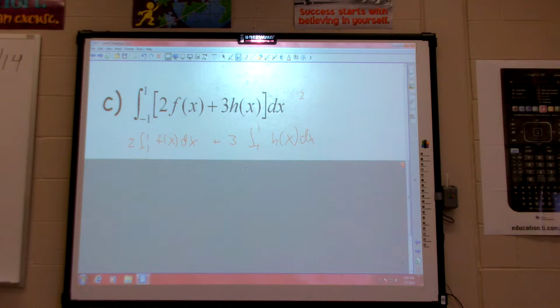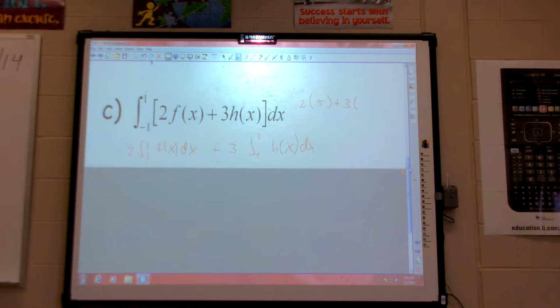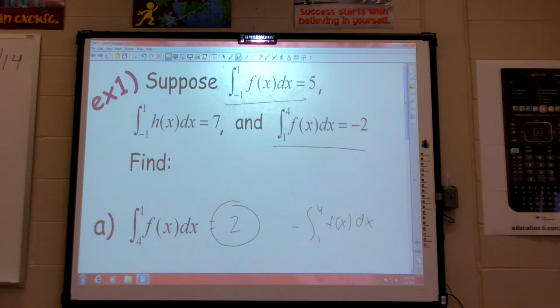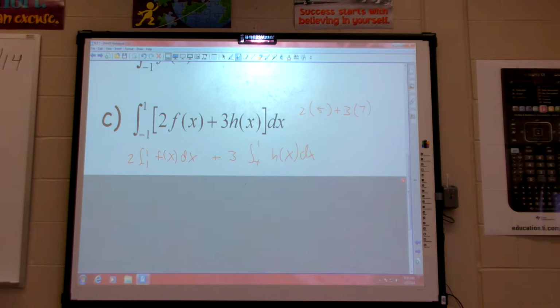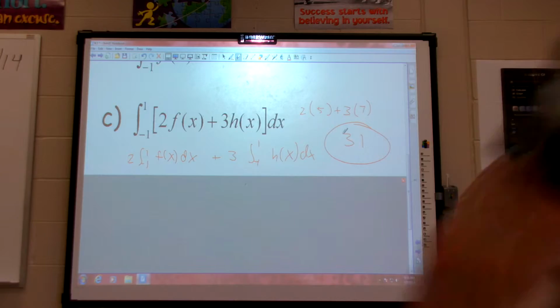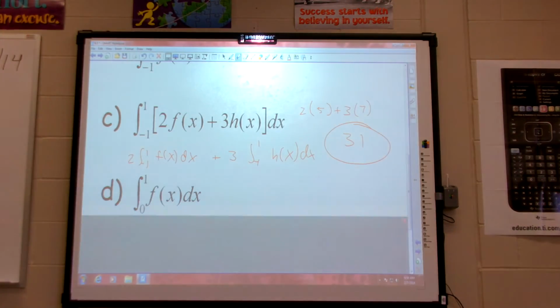Help me out. What was negative 1 to 1 of f of x dx? Is that 5? Yeah. How about for h of x? 7? Yeah. So what will I get total? 31. Questions? Pretty straightforward.